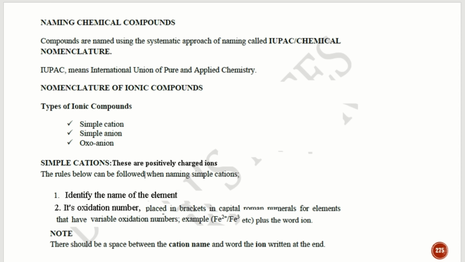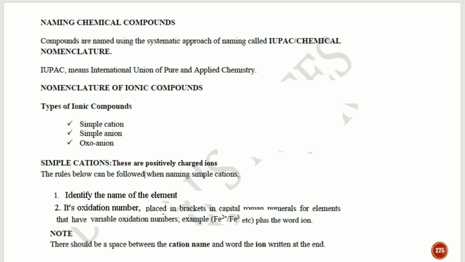So today we want to look at how to name chemical compounds, and we'll be looking at the nomenclature of an ionic compound. Under ionic compounds, we'll be looking at the types of ionic compounds. We want to look at simple cations, simple anions, and oxo-anions. When we talk about a simple cation, simple cations are basically ions that carry positive charges. So if you have an ion or a compound that is carrying a positive charge, it is referred to as a simple cation.